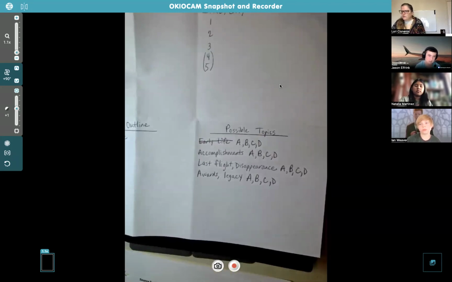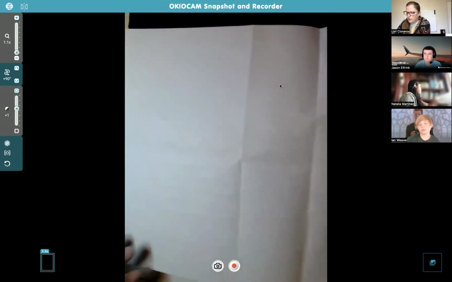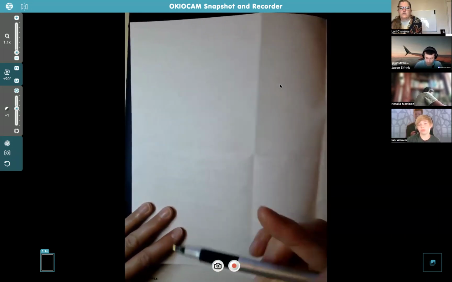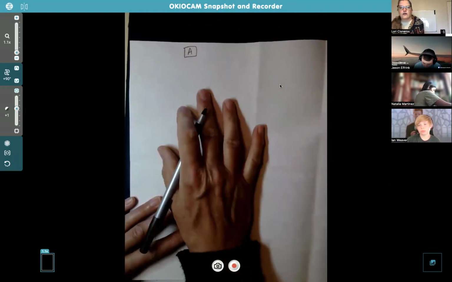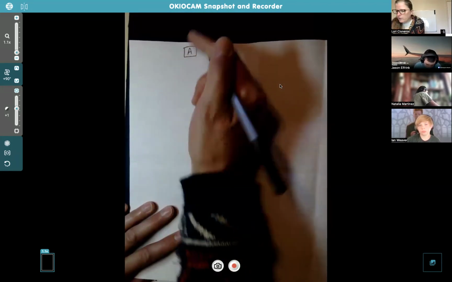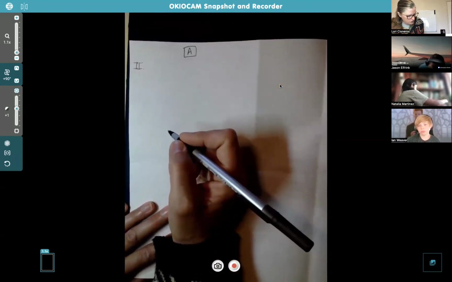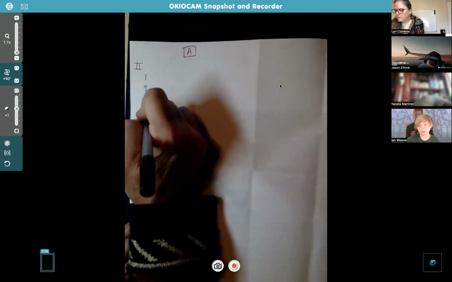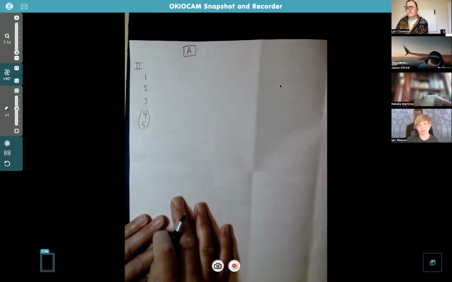Anyway, so let's work on Roman numeral 2. Go ahead and turn your keyword outline over to the back. We need to set it up. I know this takes time, but it's worth it because this helps organize our thoughts. Set up A here on the left, and we're going to work on Roman numeral 2. Put in a Roman numeral 2, and then 1 through 5. 4 and 5 are in parentheses.